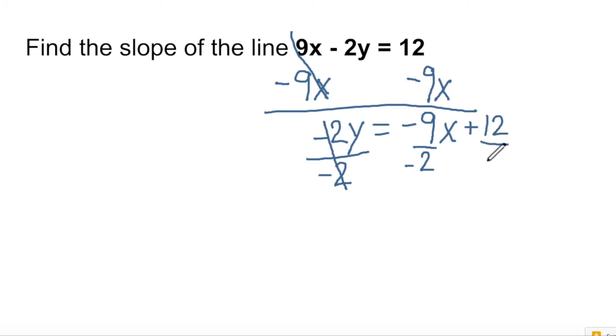Now we need to divide this by a negative 2, and we also need to divide this by a negative 2, although we don't care about that. What we care about is this. So our slope, m, equals negative 9 over negative 2. Those two negative signs cancel each other out, and we just get 9/2 as the slope. The y-intercept is 12 over negative 2, which would be negative 6, but we don't care. This is what they're asking us for, the slope. It's 9/2.